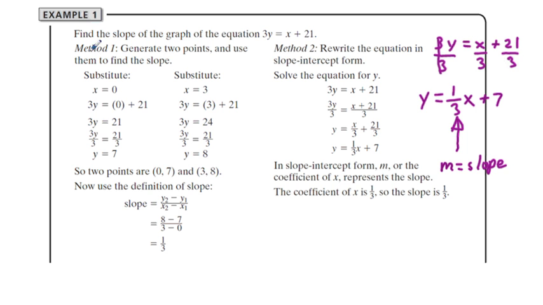Now in method 1, in this graphic, what they used here is they used two different numbers, 0 for x and 3 for x, and then used the slope formula below. I like solving for y in the equation if you can. It'll be quicker.